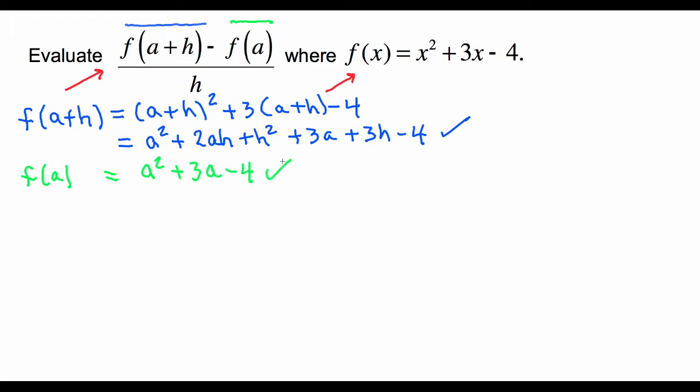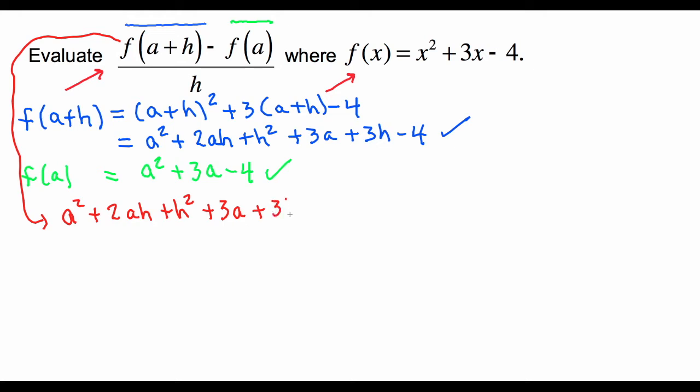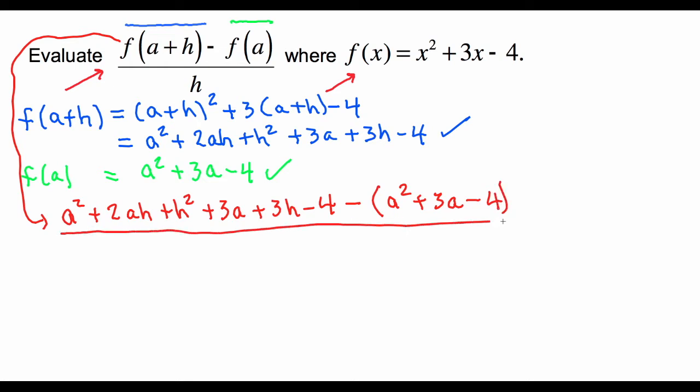And I'm ready to start the problem. I'm going to substitute in f of a plus h. So I need your eye to look at this difference quotient and realize that I'm substituting in f of a plus h, which is a squared plus 2ah plus h squared plus 3a plus 3h minus 4. Then I'll subtract away f of a, and f of a is a squared plus 3a minus 4. And I'm going to divide by h.